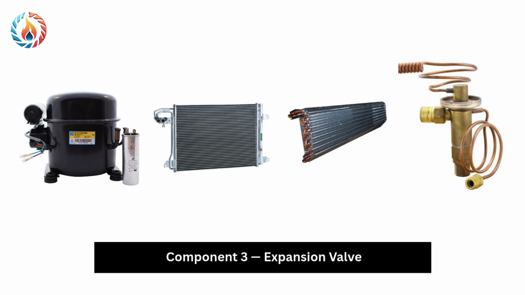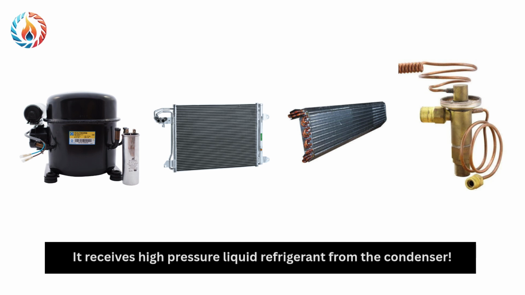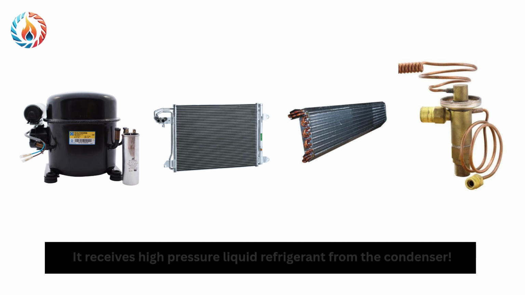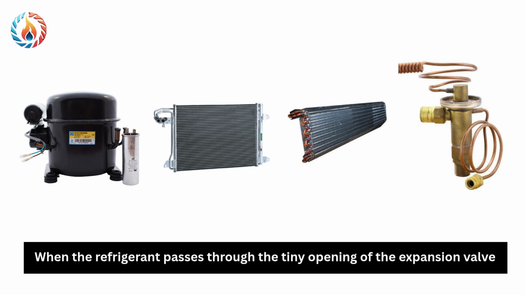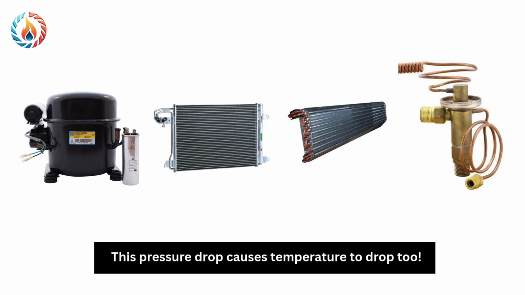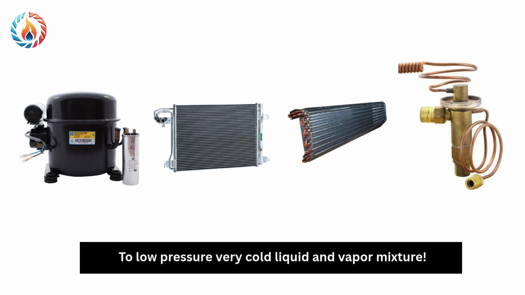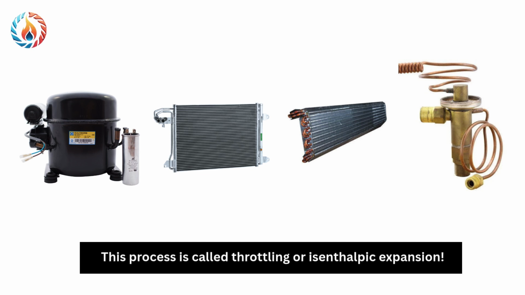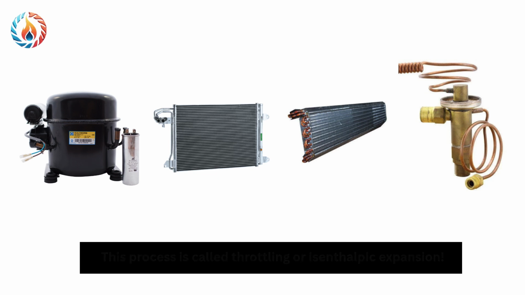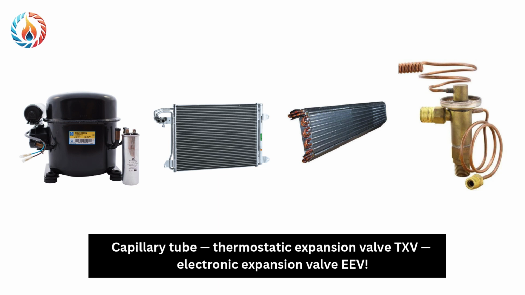Component 3. Expansion valve. The expansion valve is also called throttle valve or metering device. It receives high-pressure liquid refrigerant from the condenser. When the refrigerant passes through the tiny opening of the expansion valve, pressure drops suddenly and dramatically. This pressure drop causes temperature to drop too. The refrigerant transforms from high-pressure warm liquid to low-pressure very cold liquid and vapor mixture. This process is called throttling or isenthalpic expansion. Types of expansion devices: capillary tube, thermostatic expansion valve TXV, electronic expansion valve EEV.